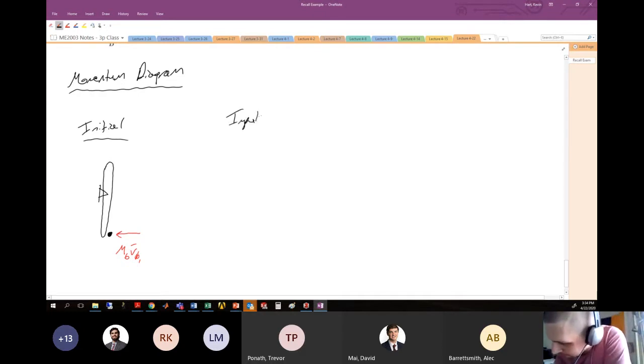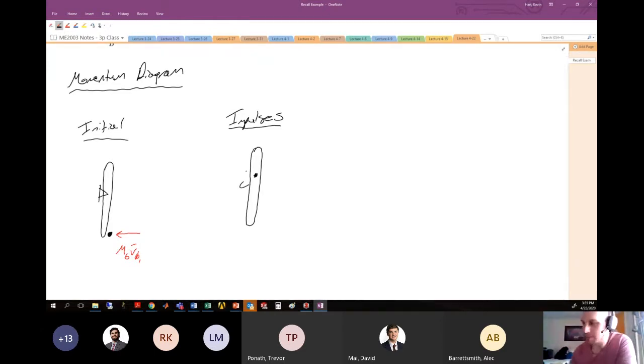Impulses. We've got up here point C. The only impulsive forces that act are the forces from the pin at point C. So we'll draw them in generally a positive sense. Here's the integral of the force at C in the x direction dt. Here is the integral of the force at C in the y direction dt.